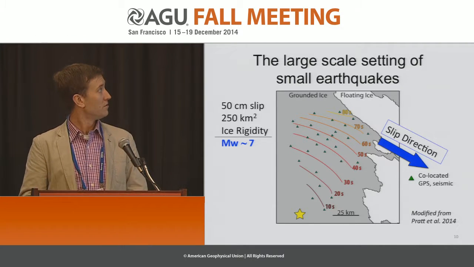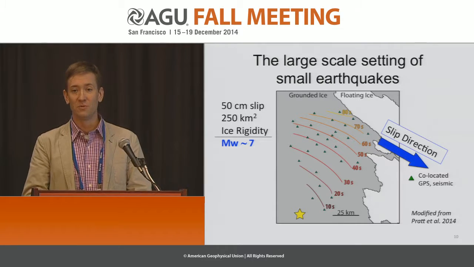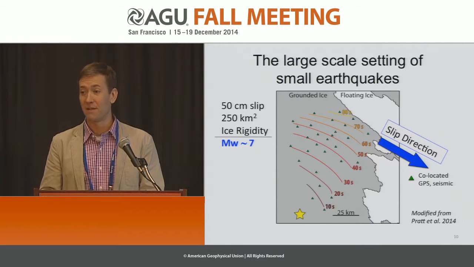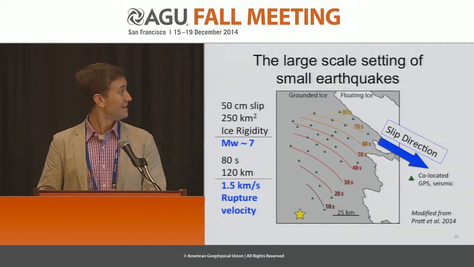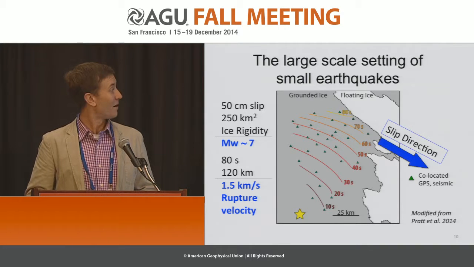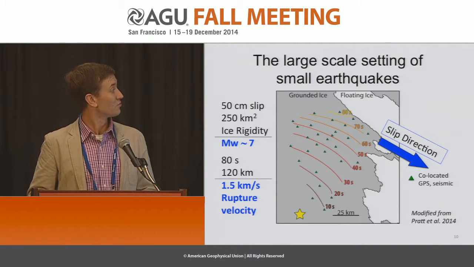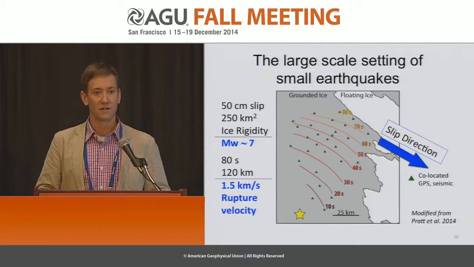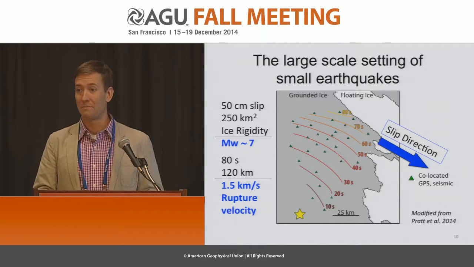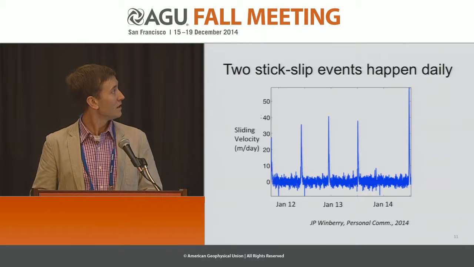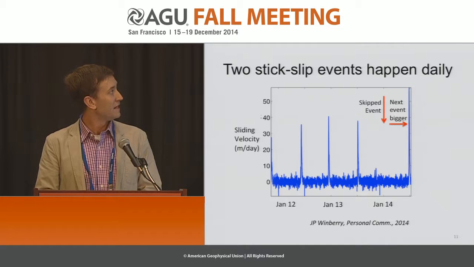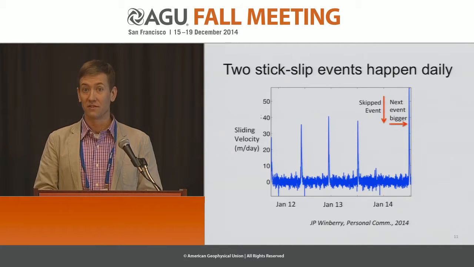If you do the multiplication, we get that this is a magnitude 7 earthquake. And in fact, it's one of the largest mass movements that's ever been recorded by seismology. It's in the top few, except it actually has a bunch of other really interesting properties also. It has a rupture velocity of about 1.5 kilometers per second. If you are a student of rupture dynamics, this is interesting. It's right at about the shear wave speed. And it just gets better and better. These earthquakes happen twice a day. If one event is skipped, the next one's a little bit bigger.